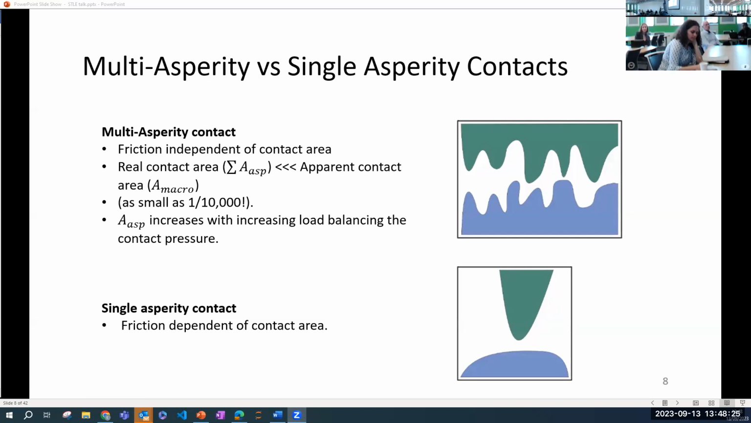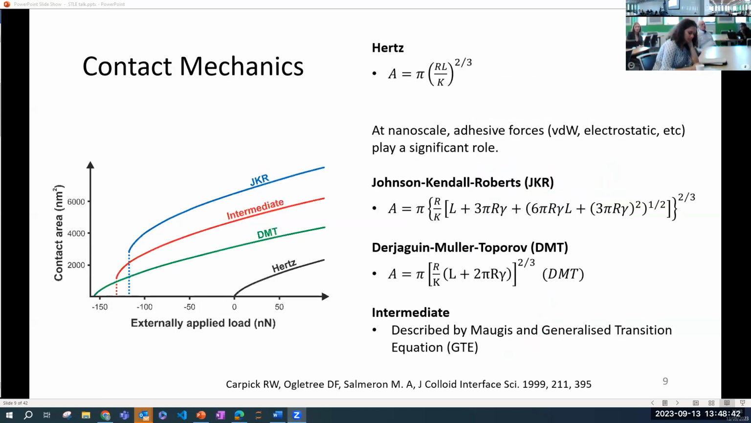In contrast, at the nanoscale, when we encounter single asperity contacts, friction is much more dependent on the contact area. As the contact area increases with load, friction also rises correspondingly, as we will see in the next slide. So let's see a bit about contact mechanics to see how the contact area increases with different models.